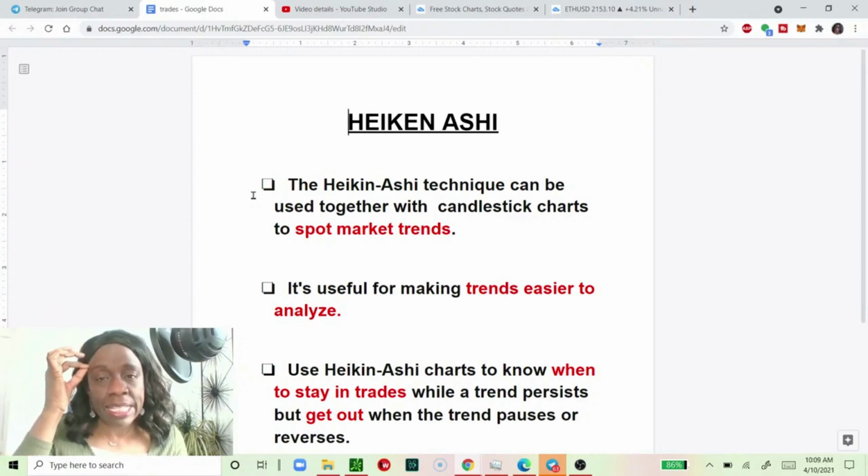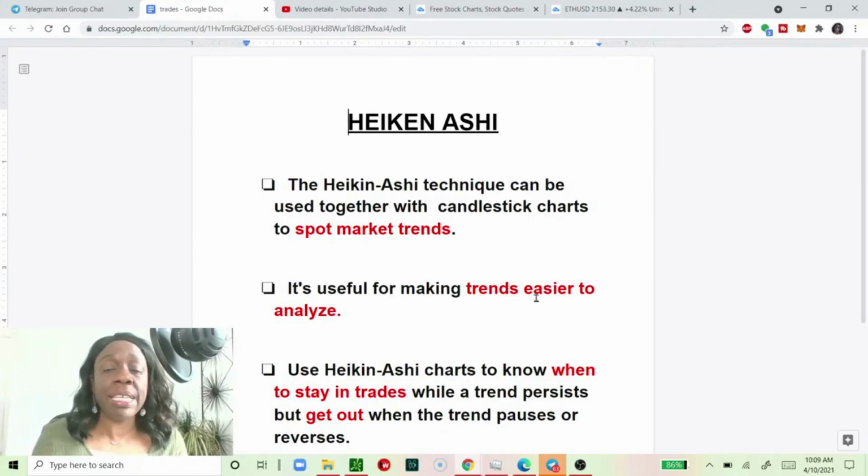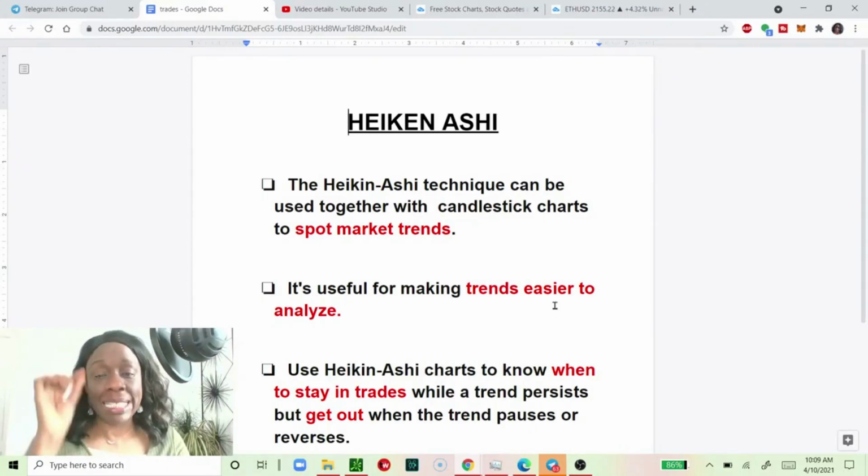And your HEIKEN ASHI are just candlesticks, guys. So what do the candlesticks do? They help you to spot a market trend quicker. Two, it's useful for making trends easier to analyze. Sometimes it's difficult to identify the trend of the market. So with your HEIKEN ASHI, it makes it very clear what is going on with the trend at any moment in time, guys. Very, very important.